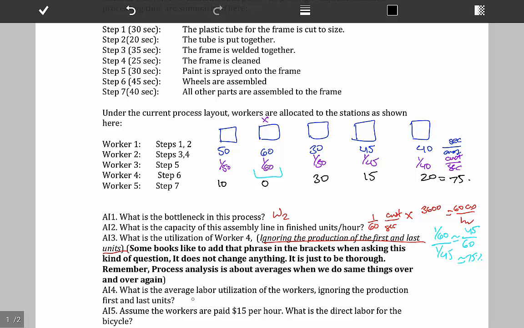So the formula for the average labor utilization is total labor content, that is 50 plus 60 plus 30 plus 45 plus 40. It comes out to be, if I did everything correct, 225, divided by 225 plus 75, that is 300, which comes out to be 75%. Please make sure my maths are correct.